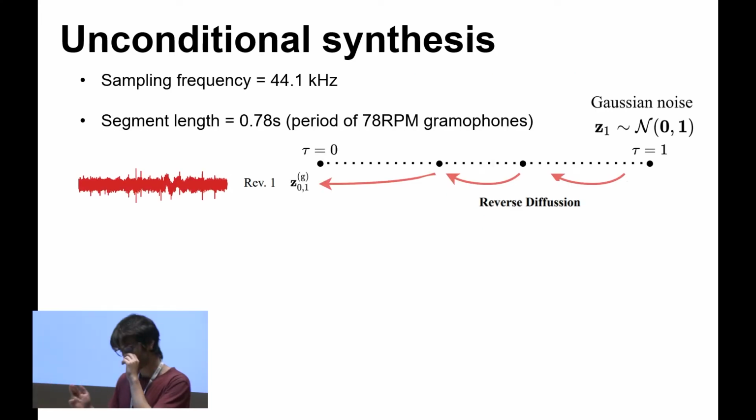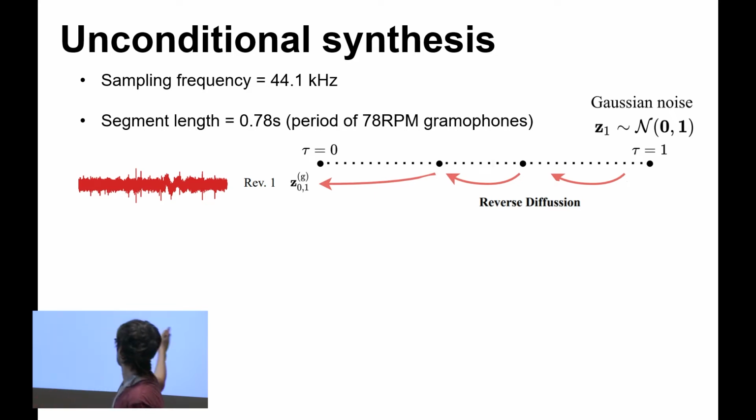After having explained that, we can just apply unconditional synthesis. We decided to use a sampling rate of 44.1 kilohertz, and then the segment length is equal to the period of the disk, which is around 0.78 seconds.